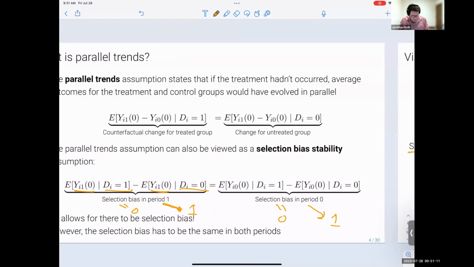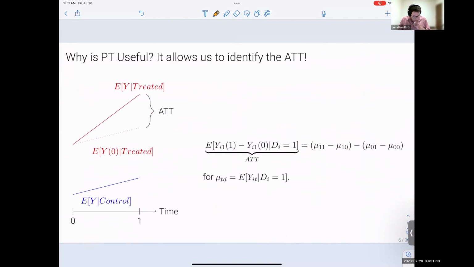All right, let me push on just a little bit. We have the parallel trends assumption. We just talked about what it means. Why is it useful? The reason it's useful is that it allows us to identify the average treatment effect on the treated. Why is that? Recall our blue line from before was the Y0 for the control group. The outcome that we actually observe for the control group is their Y0. So the observed outcome for the control group is exactly this blue line that we had before.